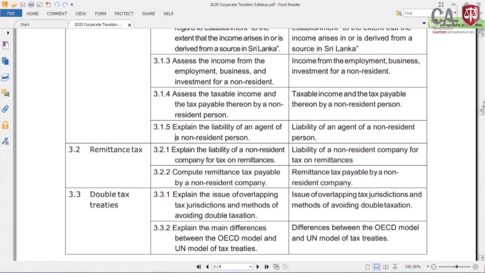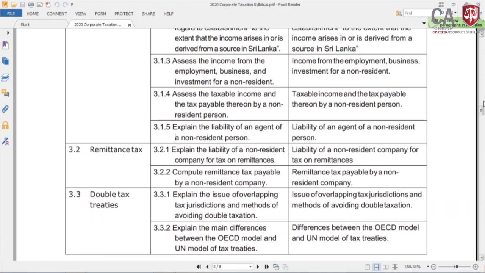Explain the liability of a non-resident company for tax on remittance. This remittance tax, which is described under Section 62, is only applicable to companies. We will come to all this, but I really need to give an at-a-glance picture of the expectations from non-resident taxation. Next, compute the remittance tax payable by a non-resident company, assessing the liability and computing the payable amount.